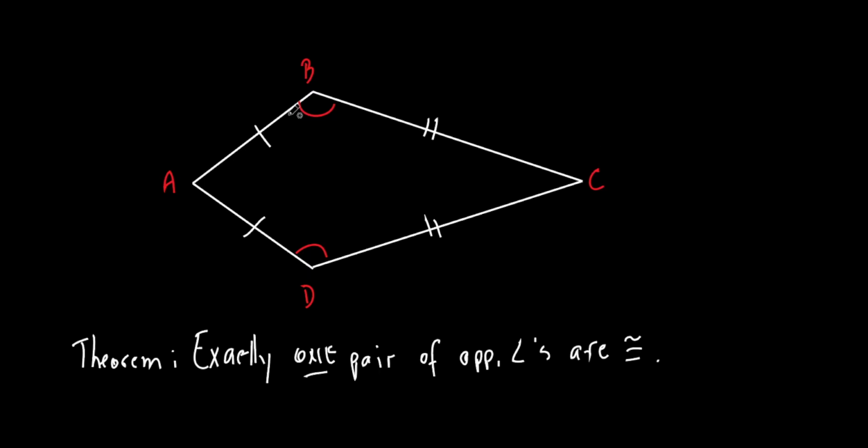So how do you know which ones are equal? It's the ones between the two sides that are not equal. Do you see that? This has got one tick mark. This has got two tick marks. This angle is in between the sides that are not equal. The angle between the sides that are equal, A and C, those angles don't equal each other. So it's the one between the two sides that are unequal. Those are the angles that are equal to each other.